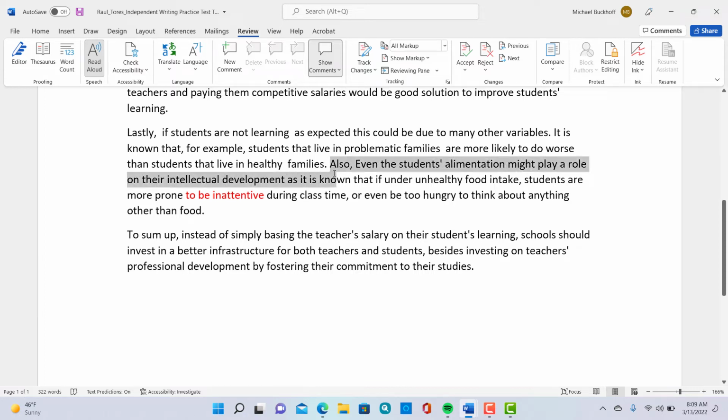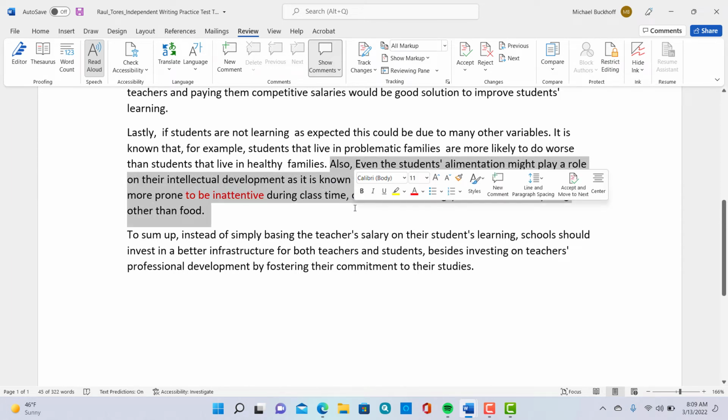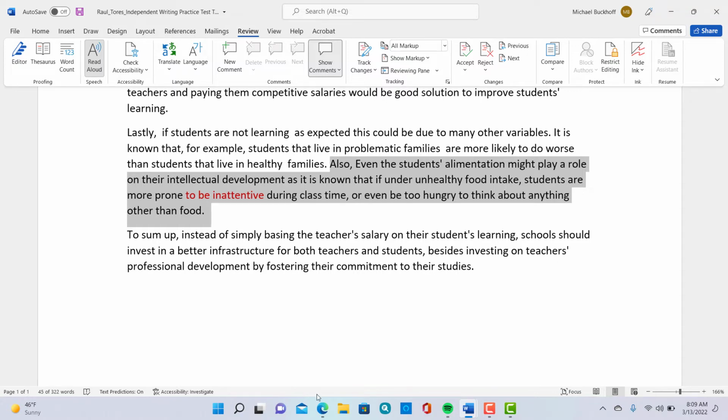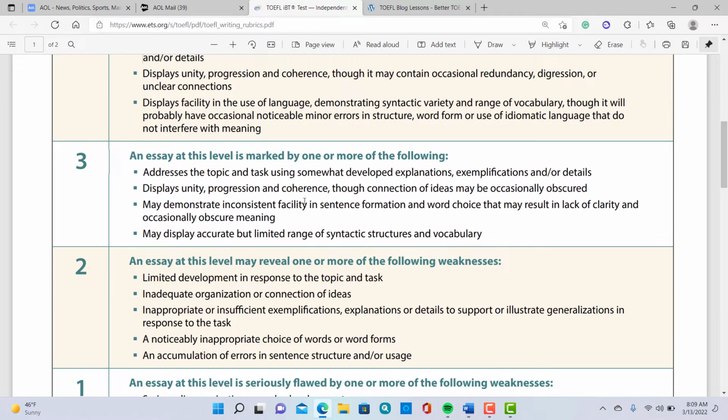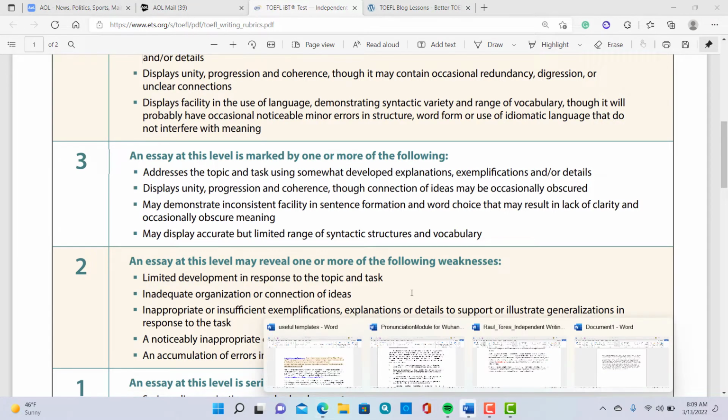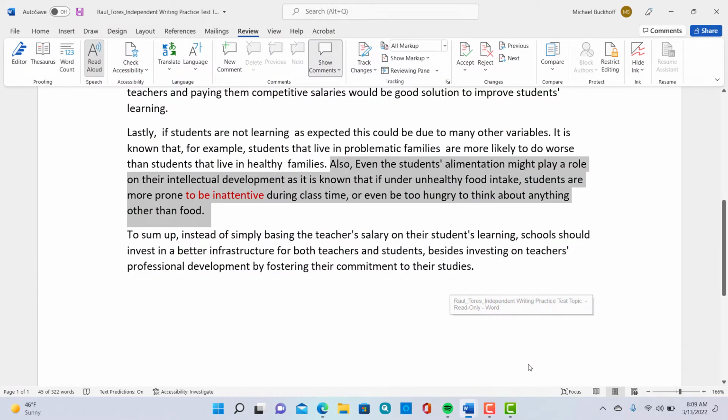Or you talk about unhealthy food intake, and you didn't give an example to illustrate that point, and the fact that you moved on to your second reason here or your second example without fully developing the previous one, that is exactly why I gave you this score. It says somewhat developed explanations, examples, and or details, right? Now the question is, well, what the heck do you do here? How would you develop that, right?